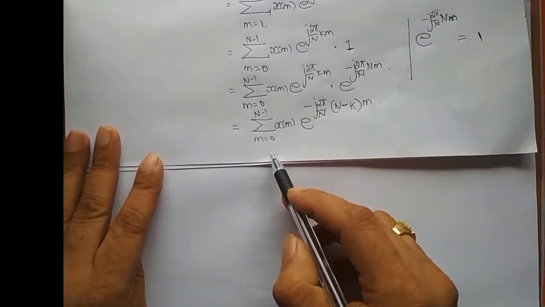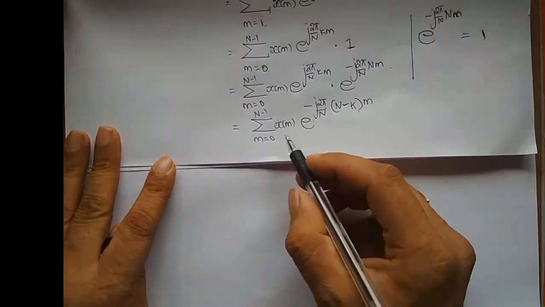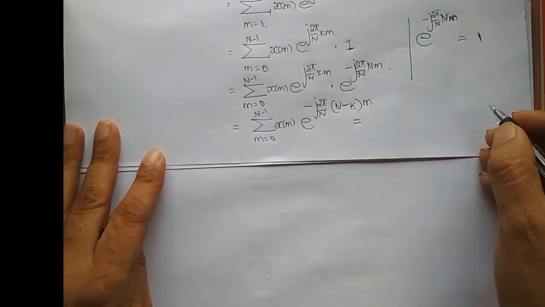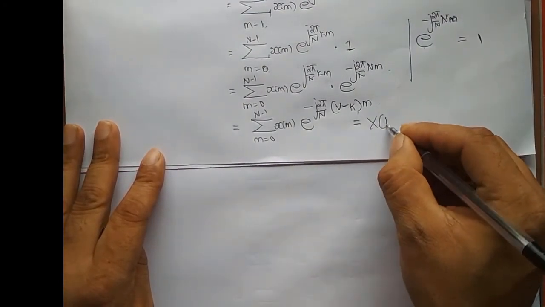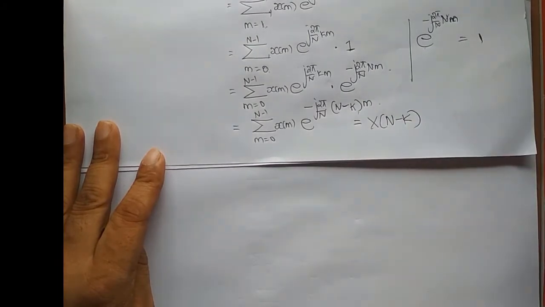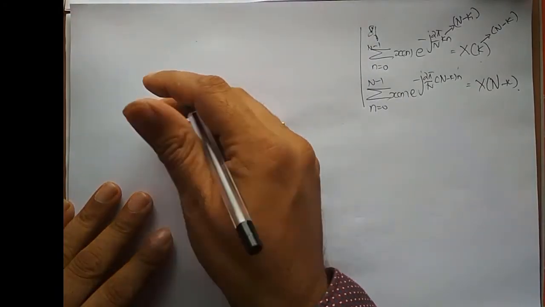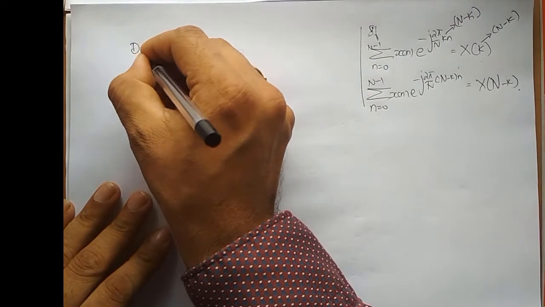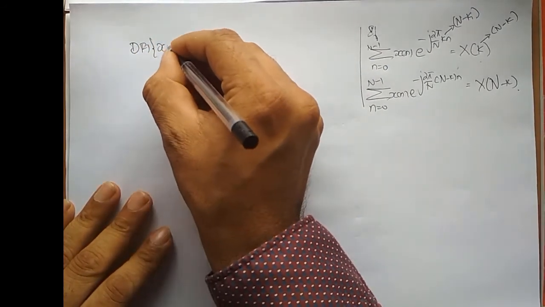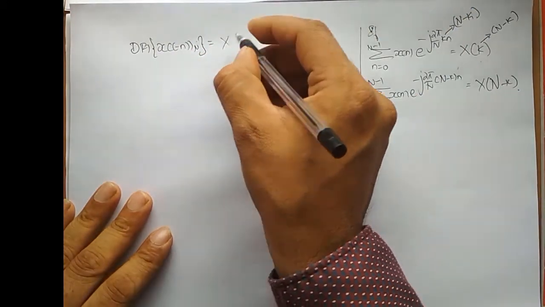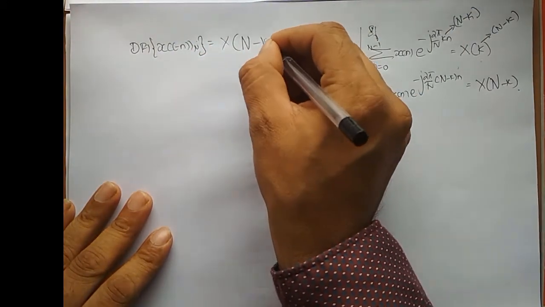So therefore, in the previous step, this is what I got. Instead of writing this, I can write it as X of n minus k, right? So therefore, what is the left hand side? What was the left hand side we had? The left hand side we had was DFT of x of minus n mod n. This is where we started, is equal to, where did we end up with? X of n minus k, right?